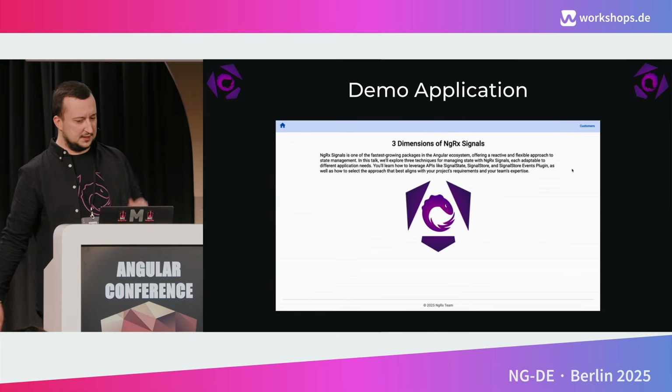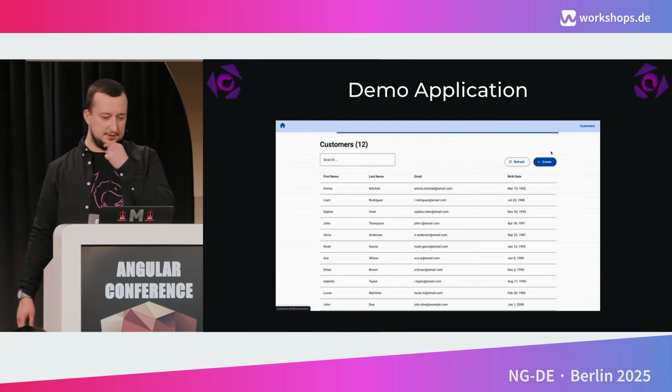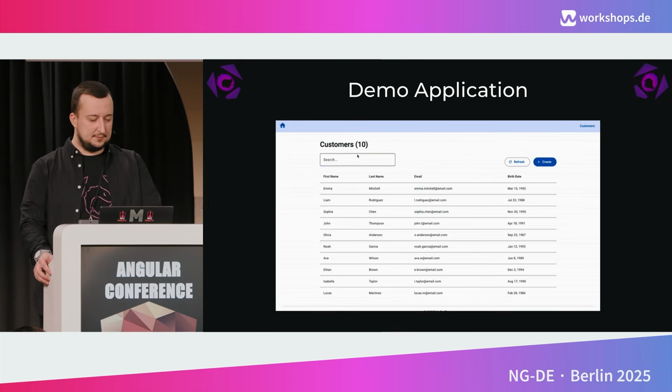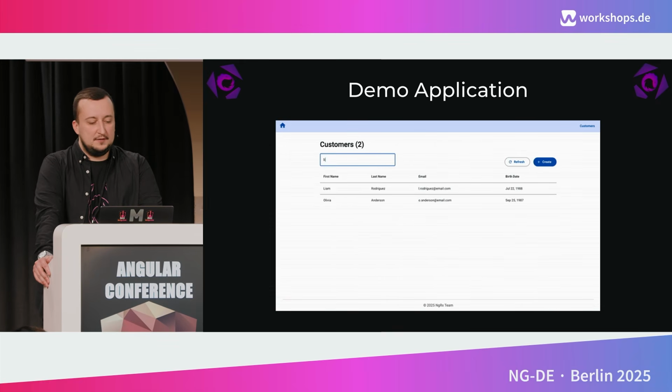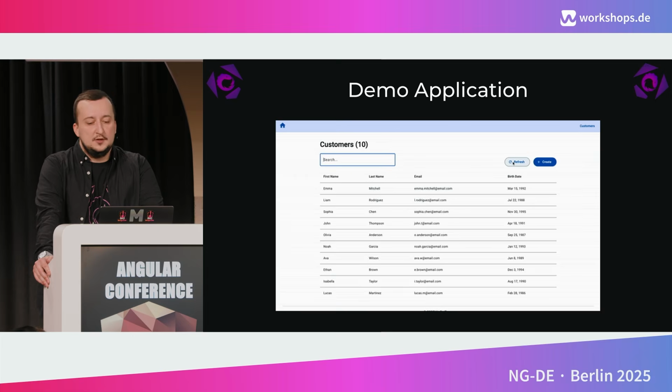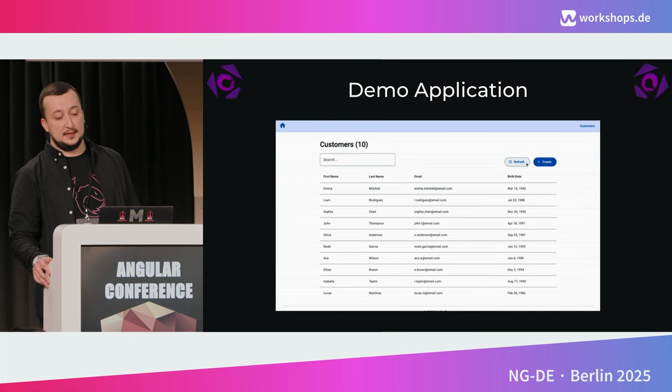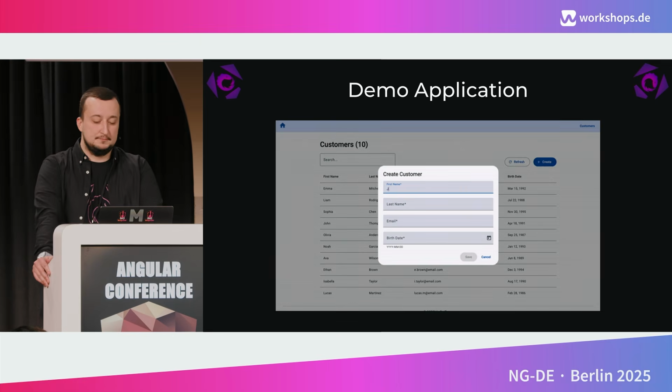This is our demo application for today. So we have a home page. There is a customers page where we are displaying a list of customers. We have an option to search them, to refetch them from the API, and to create a new customer.